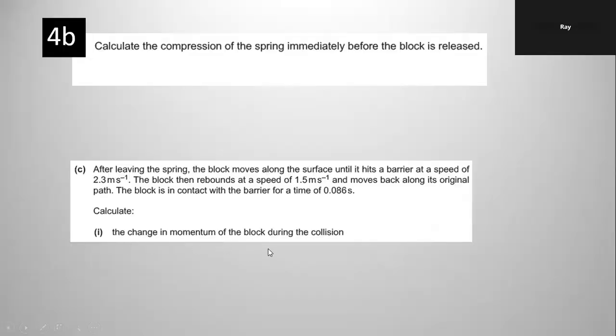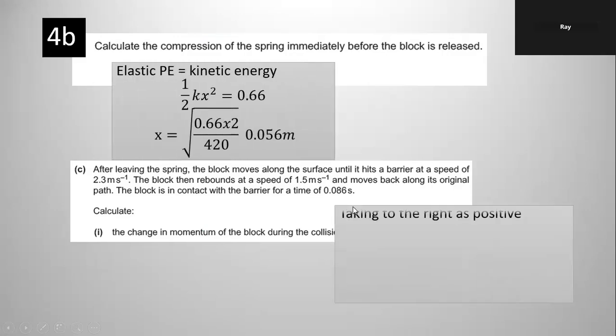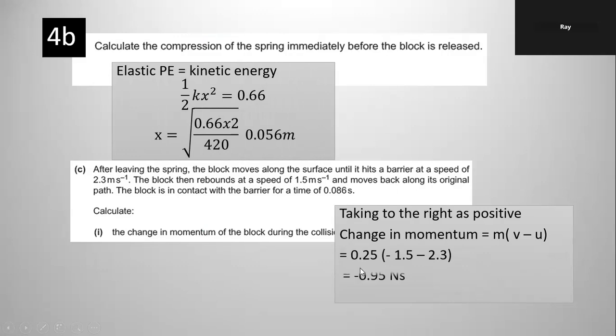Change in momentum of the block during the collision. I remember there's a change in direction. 0.95. So we have to choose the direction, since momentum is a vector, taking the right as positive. Usually they won't worry about negative, because negative shows direction. They didn't ask you for direction, they usually want magnitude. If they want direction specifically, they will tell you. Negative sign shows that it goes to the left.